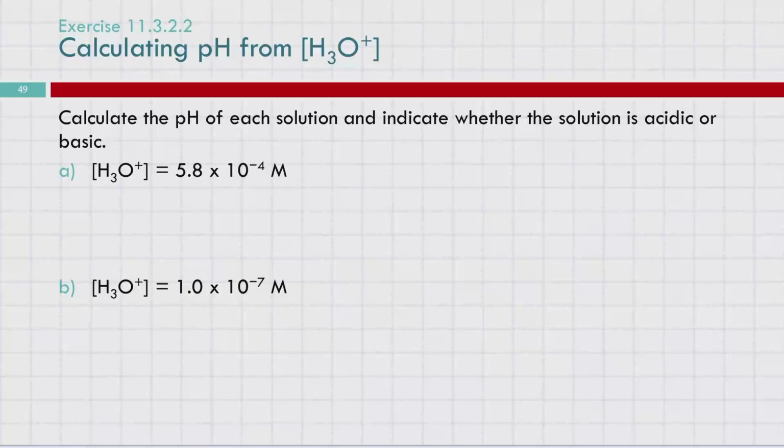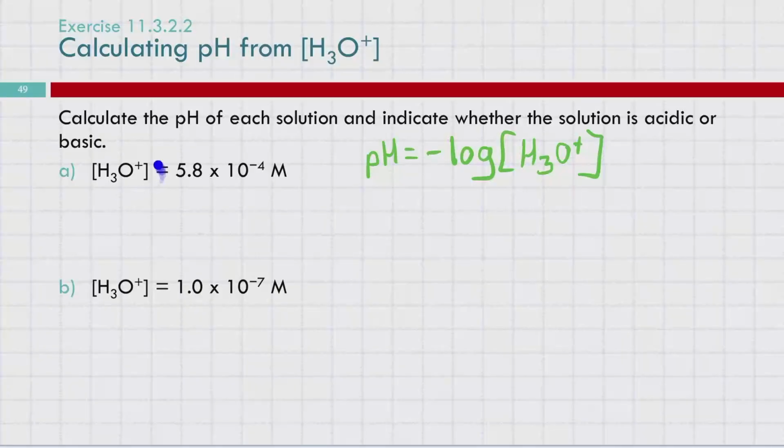All right, so pH equals negative log. Make sure it's the one that spells out log, L-O-G. It's different from ln. ln is the natural log. It's also a logarithm, but it's not the right logarithm. It's the wrong logarithm. So pH equals negative log concentration of H3O+.